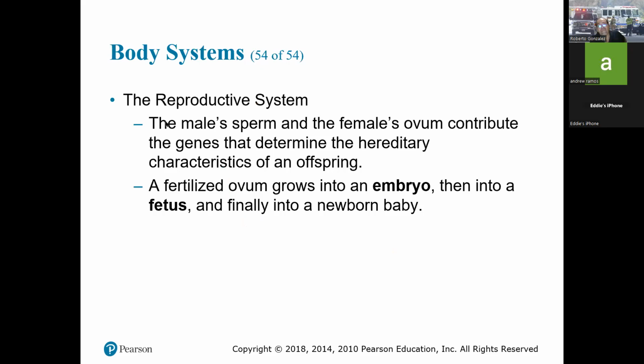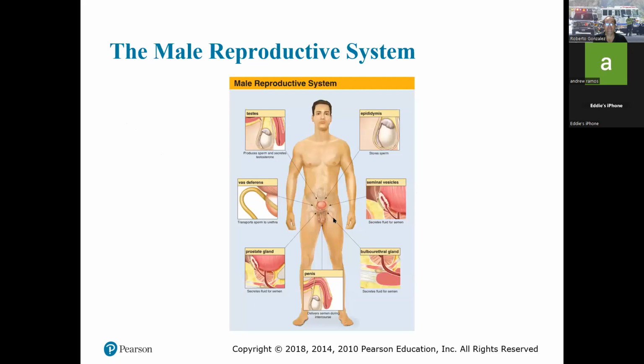With the reproductive system, the male sperm and the female's ovum contribute genes and determine the hereditary characteristics of an offspring. A fertilized ovum grows into an embryo, then into a fetus, and finally into a newborn baby. Basically, males produce sperm, females produce the ova, and when they mix, you have the potential of developing another human being.